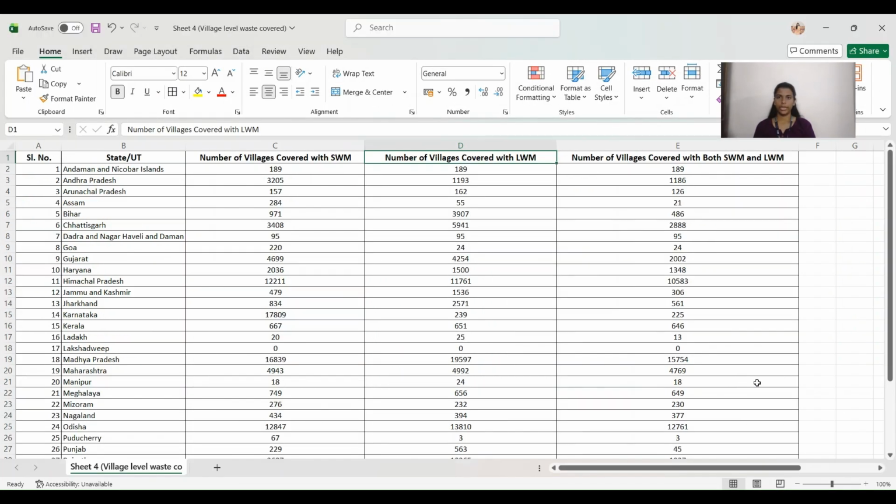This is sheet 4 that contains the villages that are covered with SWM and LWM. Here are columns representing state, number of villages that are covered with SWM, number of villages that are covered with LWM, and number of villages that are covered with both SWM and LWM. Here, SWM means solid waste management, LWM means liquid waste management. This sheet measures rural implementation under Swachh Bharat Mission, which is implemented in Gramin areas. It helps us to evaluate coverage expansion.